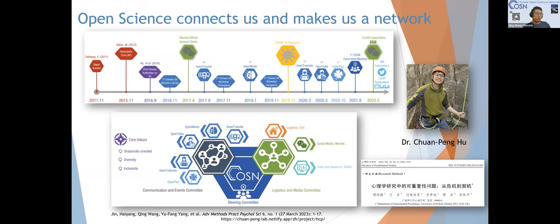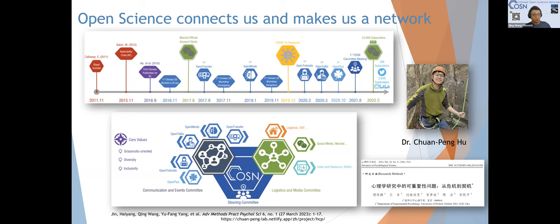And gradually, we started to organize our second offline workshop, and then the third one. Until 2019, when the epidemic came. We were locked down. We were no longer able to organize on-site workshops, and we had to meet virtually. And I joined COSN since then. Before the epidemic, the main things we were doing were, first, translating the important papers regarding open science into Chinese. And the second thing was organizing journal clubs. We find a good paper and we share the perspectives among the COSN members.